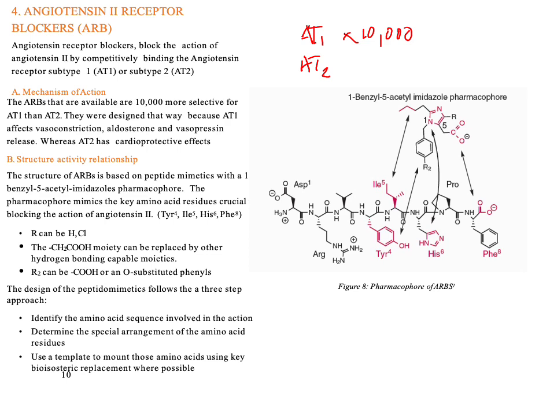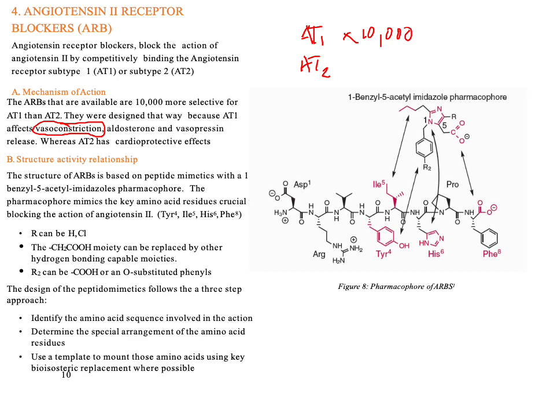They were designed intentionally that way because angiotensin receptor subtype 1 actually affects vasoconstriction. Okay, it also affects aldosterone and vasopressin release. Angiotensin 2 receptor has cardioprotective effects. So they were designed on purpose to mainly affect angiotensin receptor subtype 1. Now when we take a look at the structure activity relationship, those drugs are actually peptidomimetics.